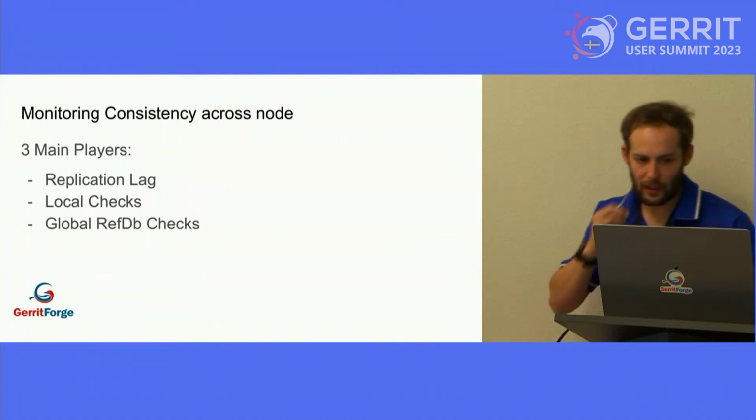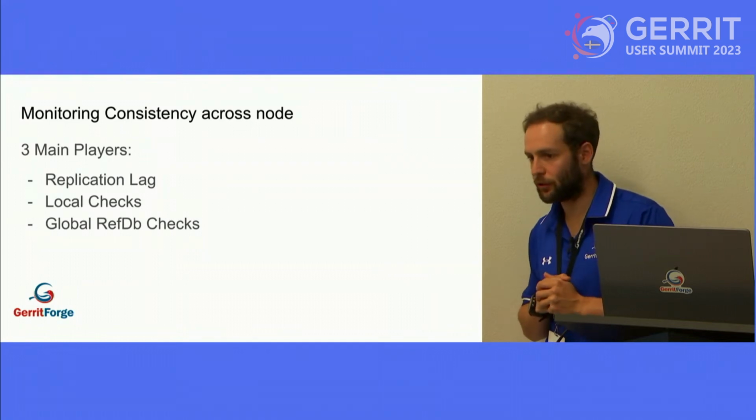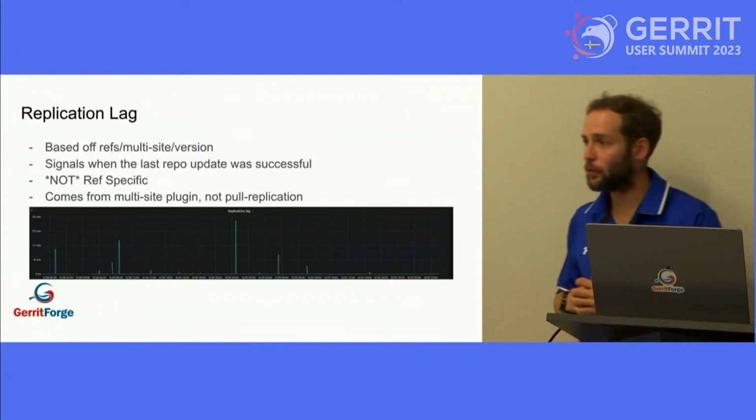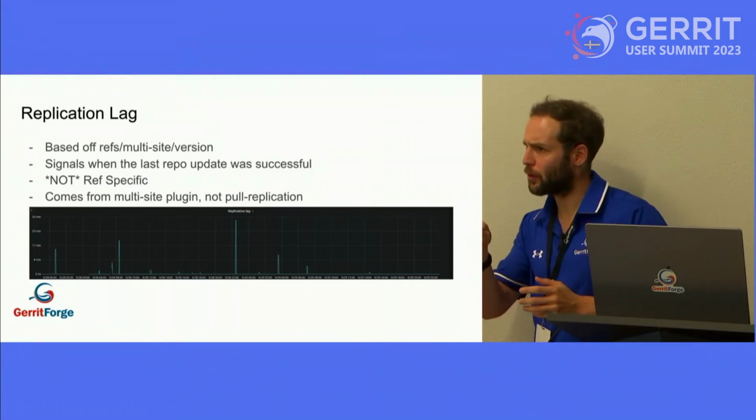So we've got 3 main players. We've got replication lag, which is an interesting metric. It's based off the ref multi-site version that I think Ponch was showing a second ago.